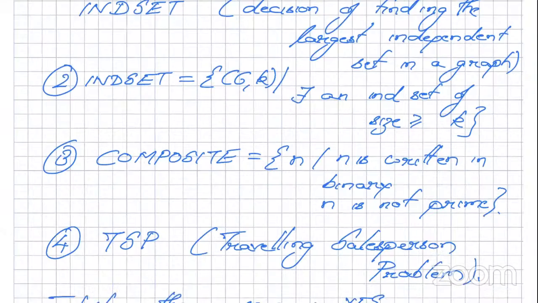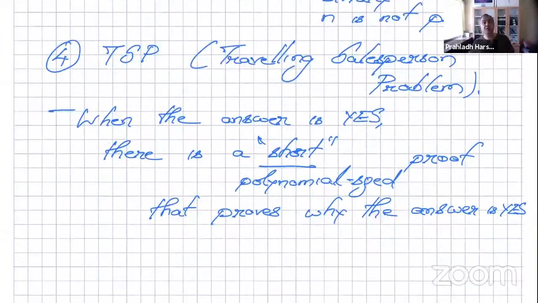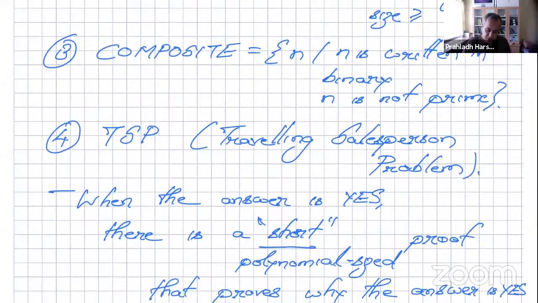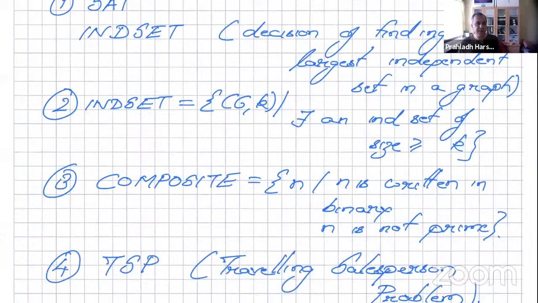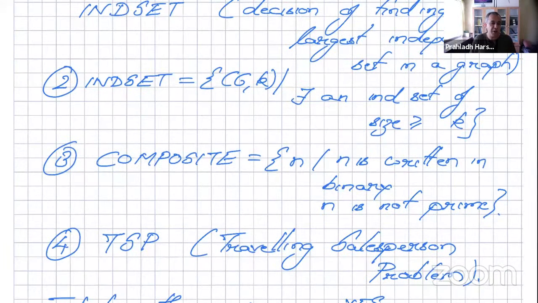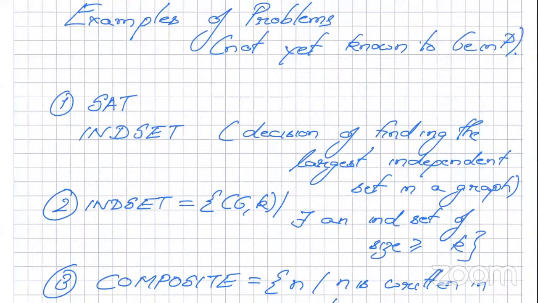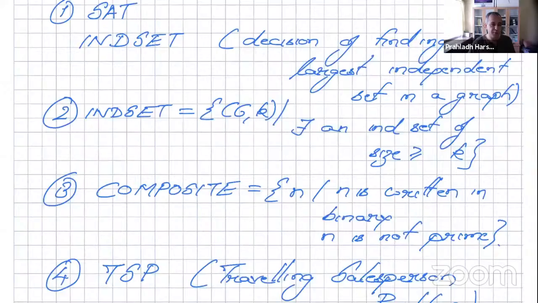There is a polynomial time algorithm for checking whether a number is prime or not. Because of that, composite is actually a problem that is in P currently. If I did not know this algorithm, then I would have said it was not yet known to be in P. Composite happens to be, had we had this class 20 years ago, it would have been a different story.